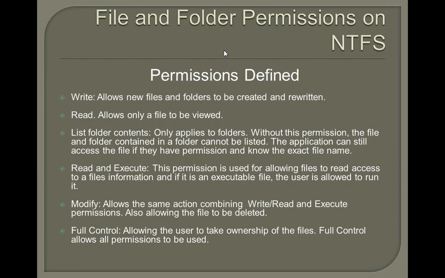List folder contents only applies to folders. Without this permission, the files and folders contained in a folder cannot be listed. The application can still access the file if it has permissions and knows the exact file names. What this is saying is that the folder won't be listed, but as long as you know where the file is located and the name, you'd be able to find it.